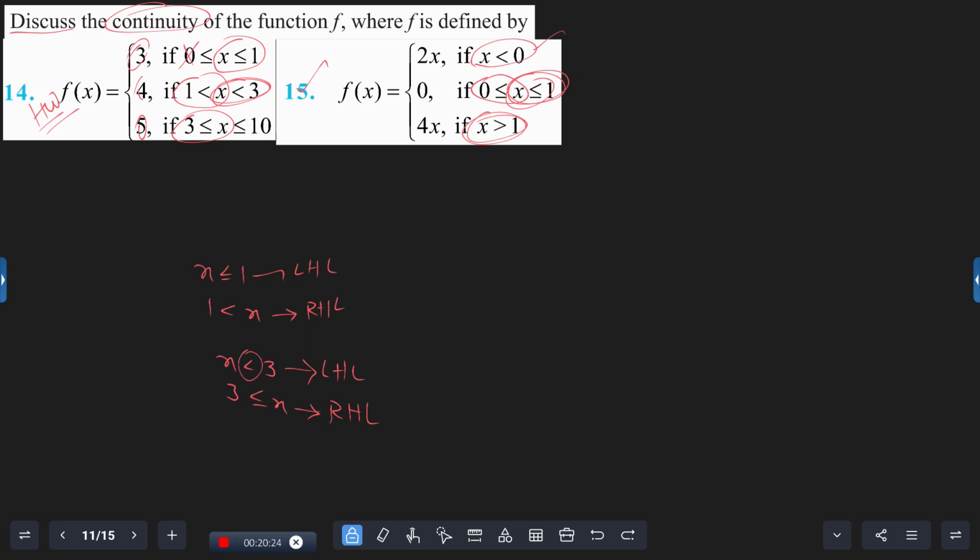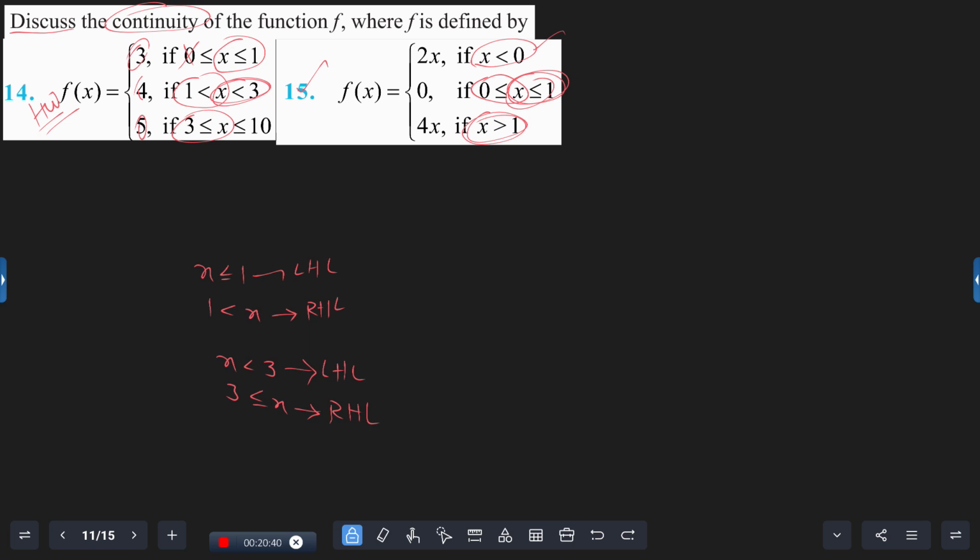Sir, the same symbol, less than, is there, but one you have written for the LHL and the other for the RHL. What is this, sir? See the variable. Here the variable is on the smaller side. There the variable is on the open side. That is very important. Have you understood, children? That is very important.